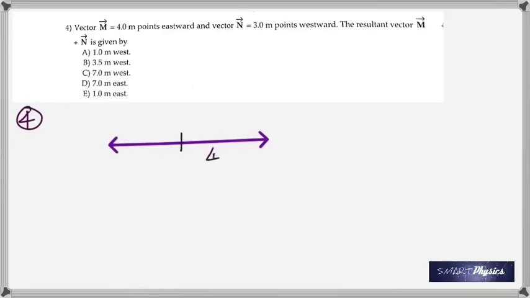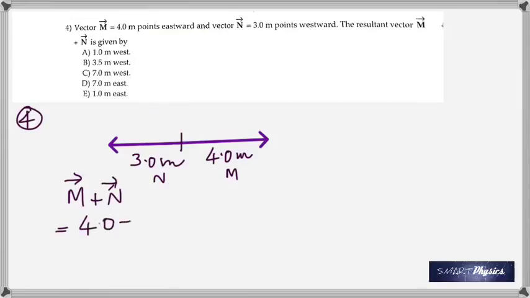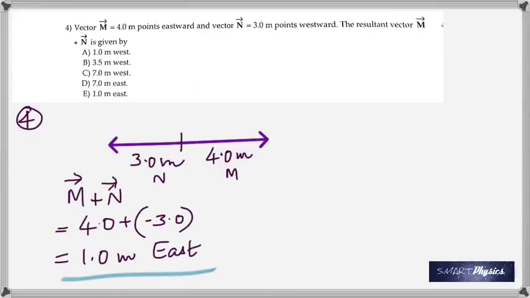Okay, those are the two vectors. One pointing to the east, the other pointing to the west, right? And the resultant is actually 4 plus minus 3. Why is it minus? Because it's along the negative x-axis. So that is 1 meter to the east. That's all there is to it. That's such an easy question.